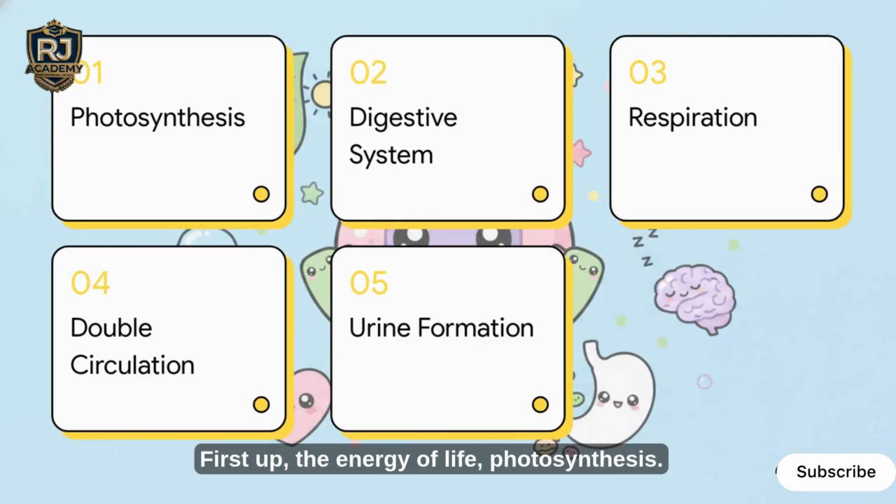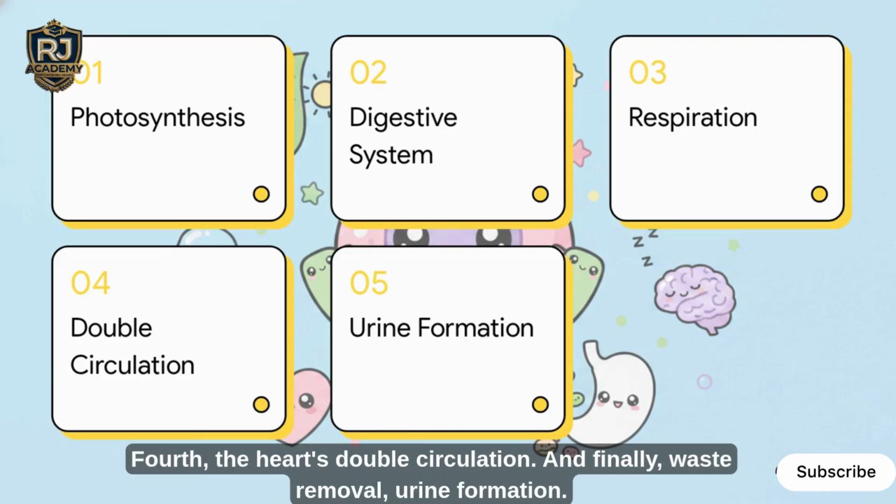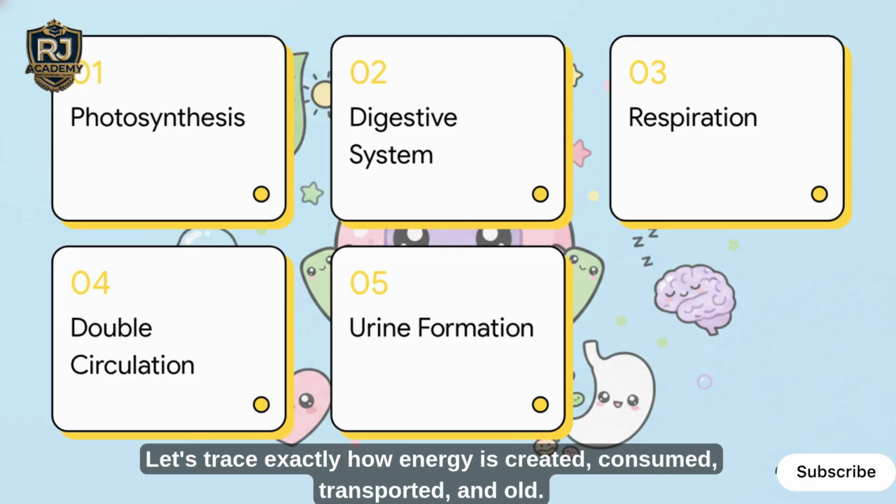First up, the energy of life, photosynthesis. Second, we'll tackle the digestive system of food. Third, respiration, which is all about releasing that energy. Fourth, the heart's double circulation. And finally, waste removal, urine formation. Let's trace exactly how energy is created, consumed, transported, and ultimately expelled.